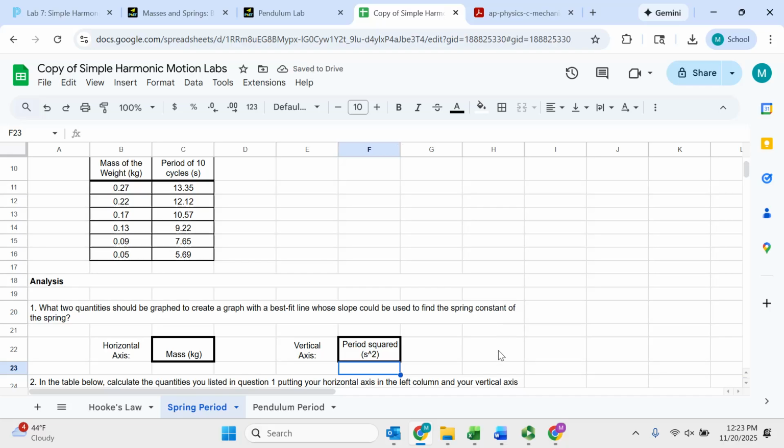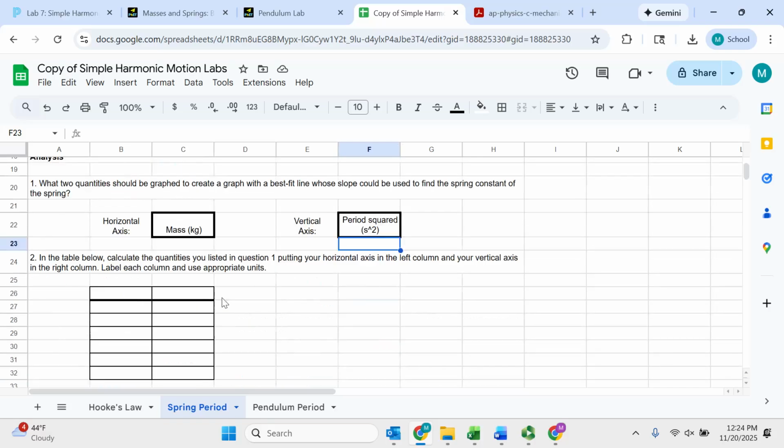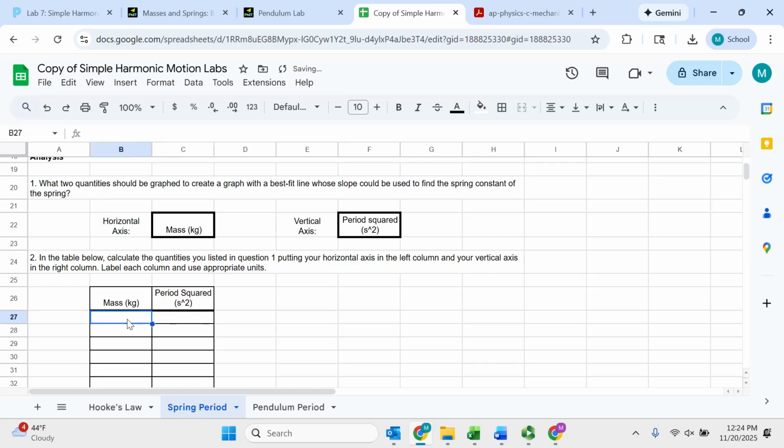Now, there are other ways you could choose to do this. You could do period versus the square root of mass. You could do period squared on the horizontal axis and mass on the vertical axis. You could even do period on the horizontal axis and mass on the vertical axis. So you could do it any one of those 4 ways, but how you do it is then going to determine what your actual calculations look like. So in my table here, I'm going to put, well, mass, kg, period squared, and seconds squared, and then I'm going to get this to do the calculations for me.